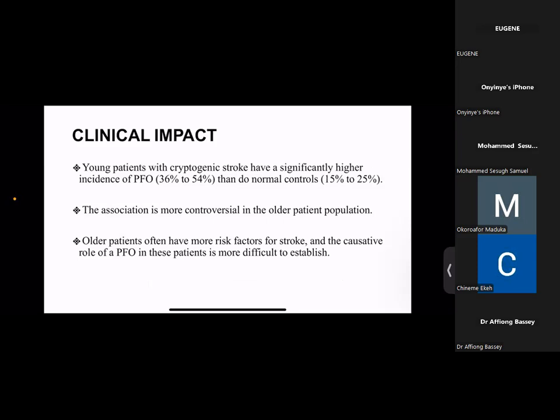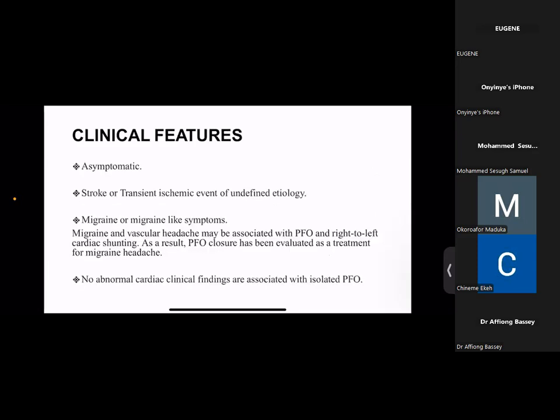This association is controversial in the older patient population, because older patients who have been noticed to have PFOs most times don't have a history of cryptogenic stroke. They have stroke from other causes. For the clinical features, patients most times may be asymptomatic. Patients may have a history of stroke or transient ischemic events of undefined etiology. Also, it's important to know that migraine and migraine-like symptoms have been associated with PFO, and PFO closure has been evaluated as a treatment of migraine headache in patients who have been noted to have PFOs.